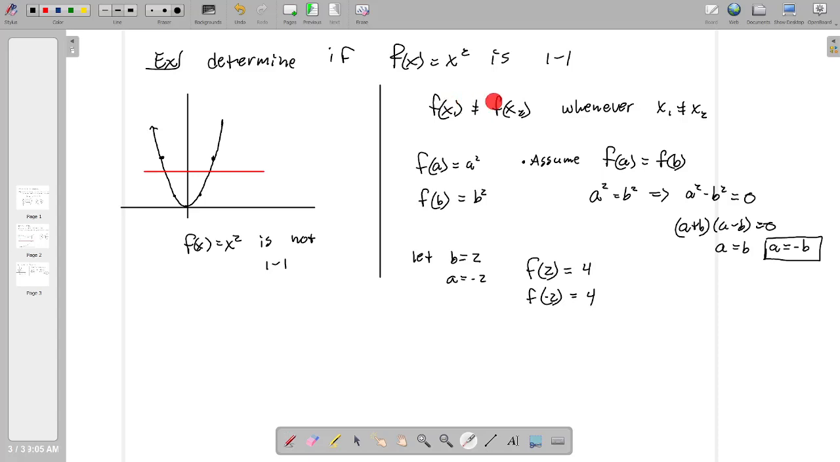So this condition actually doesn't get satisfied because f of 2 and f of negative 2 are equal, which is invalid here. So this is not true whenever x1 is not equal to x2. So we can say that this function is not one-to-one.